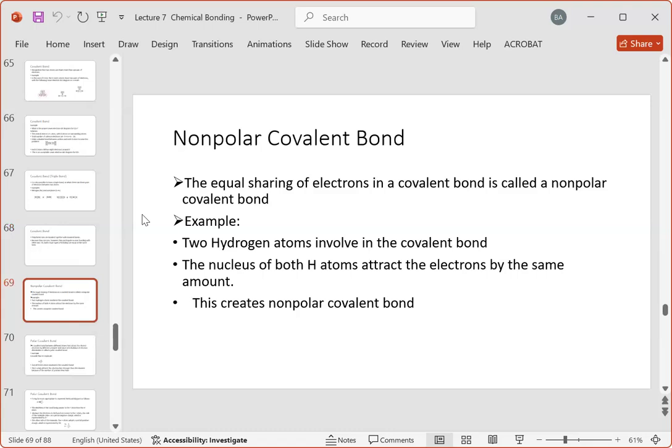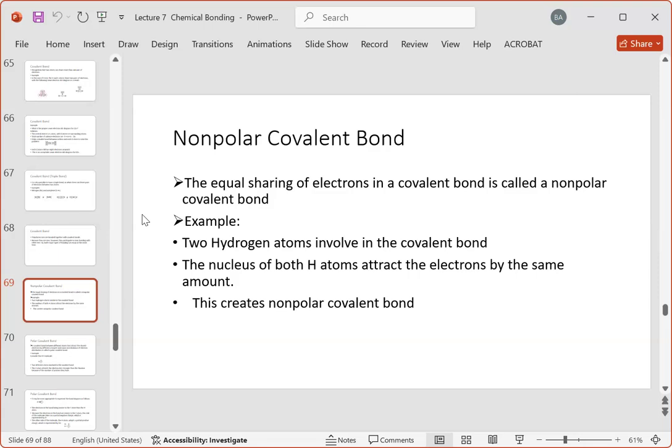So non-polar covalent bond. We have non-polar covalent bond. The equal sharing of electrons in the covalent bond is called a non-polar covalent bond. Two hydrogen atoms are involved in a covalent bond, right? The nuclei of both hydrogen atoms attract the electrons by the same amount, right? This creates a non-polar covalent bond. We have polar covalent bonds and non-polar. Non-polar means, you see the electrons that are outside, right? They will attract protons and electrons. They will attract.